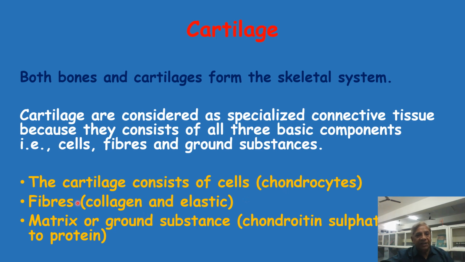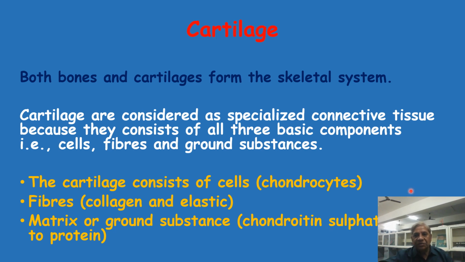Now the second component of cartilage is fibers, and the fibers in cartilage are different. In some cartilage it is collagen fibers, in other cartilage, say elastic cartilage, it is the elastic fibers which are embedded in the ground substance. And then lastly, the third component of a cartilage is the ground substance, which is sometimes also called matrix, and this is made up of chemicals like chondroitin sulfate and protein. Chondroitin sulfate is bound to the protein. So these are the three components of the cartilage.